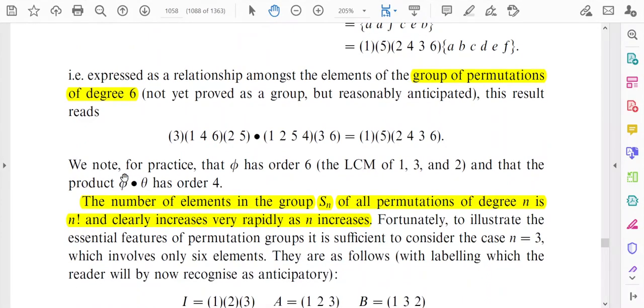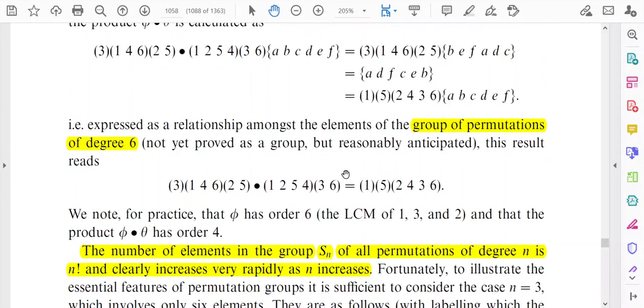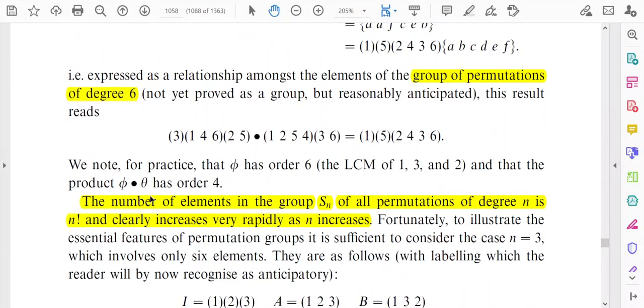Now the point to be noted is that phi has order 6. You see the structure of phi. This is cycle length 1, next is cycle length 3, next is cycle length 2, and the LCM of 1, 3 and 2 is 6. So the order of phi is 6, and we have already noted that the order of theta is 4, and this is the product of phi dot theta. So the product of phi dot theta has order 4.